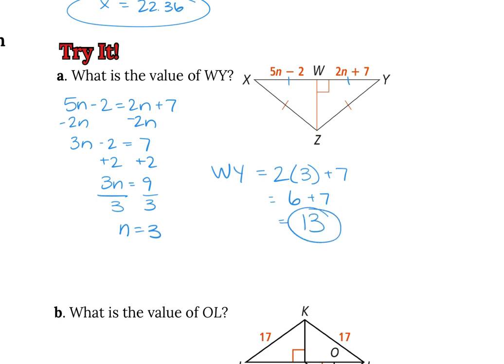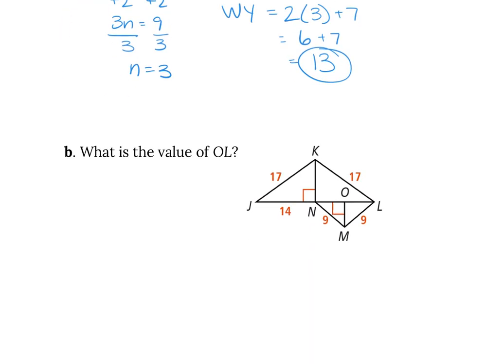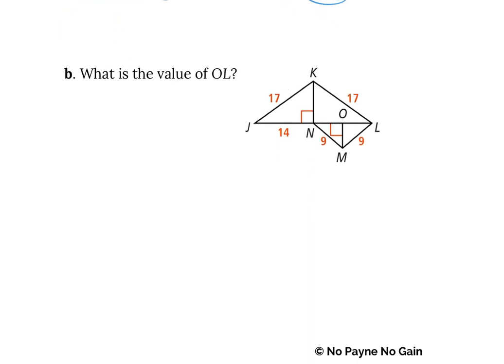So we would get 13 for the value of WY. B, we want to find the value of OL. So we're trying to find OL right here. I know that the value of NL, the entire length here, would be the same as this 14, but I'm looking for just half of that. So I would take 14, divide by 2 to get me 7 as the measurement for OL.